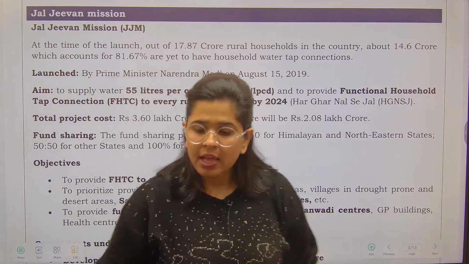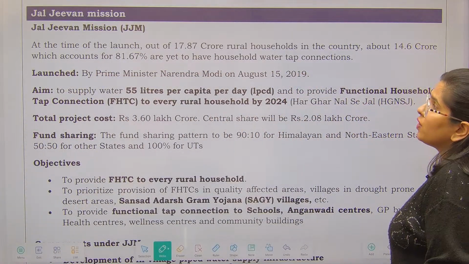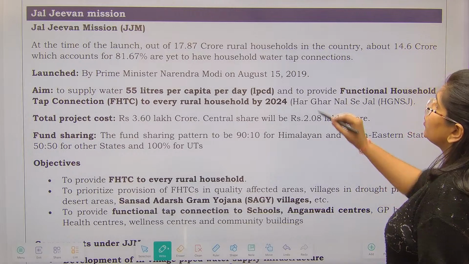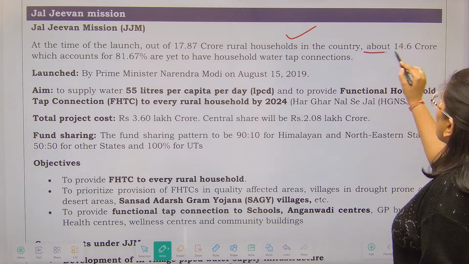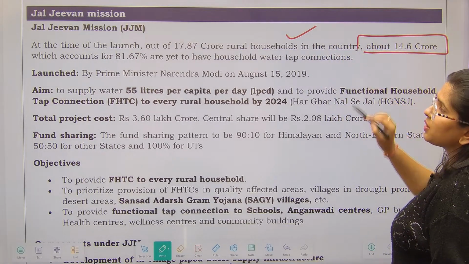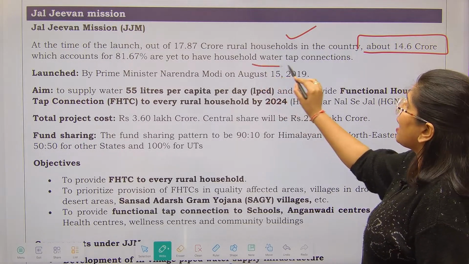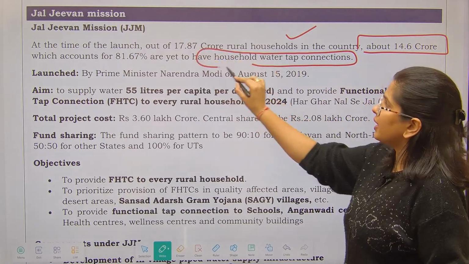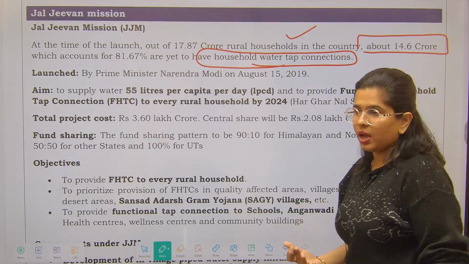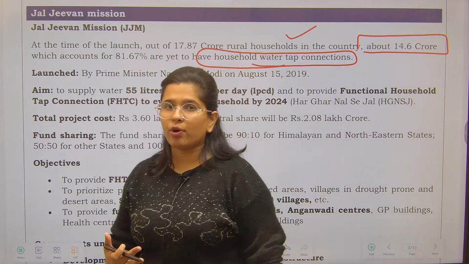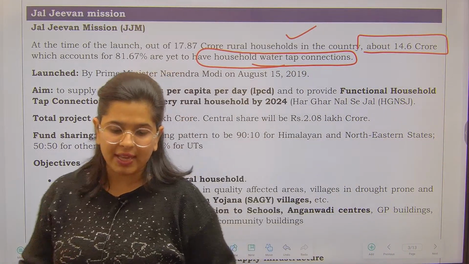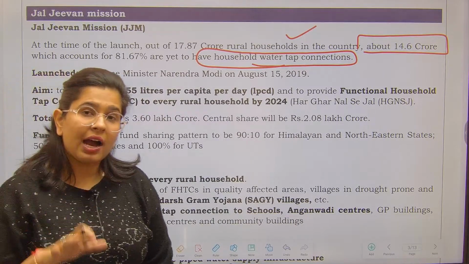Let's talk about it. At the time of launch, out of 17.87 crore rural households in the country, about 14.6 crore, which accounts for 81.67%, were yet to have household water tap connections. If you belong to a rural hinterland, you would have faced it. आपने इसको face किया होगा.